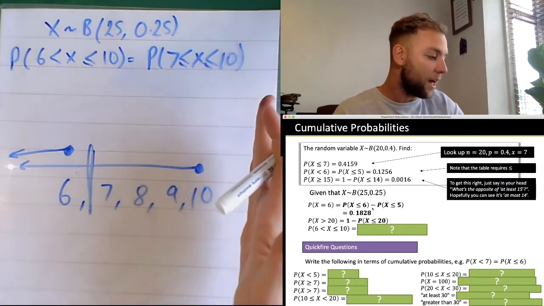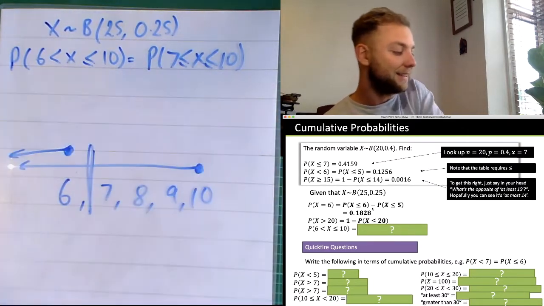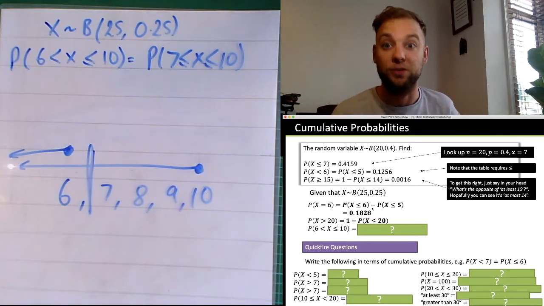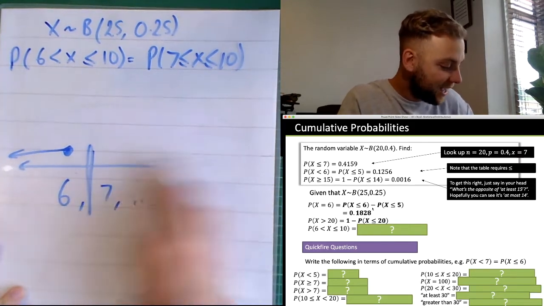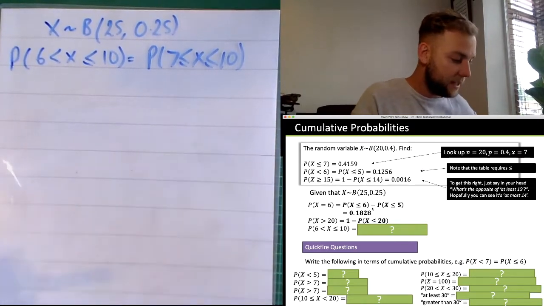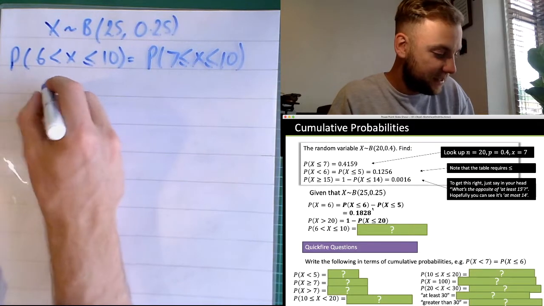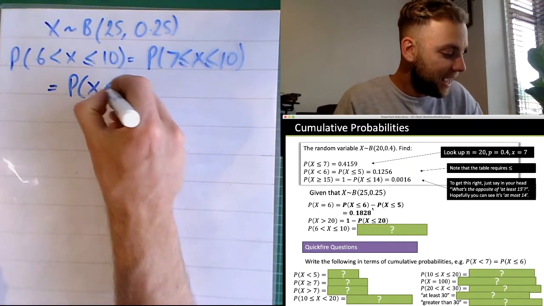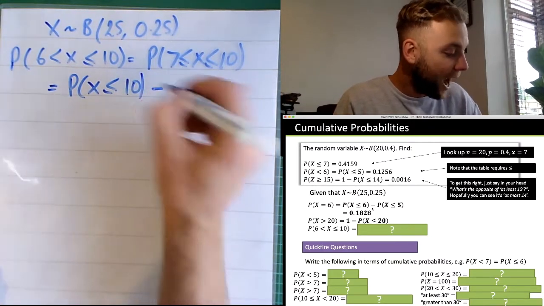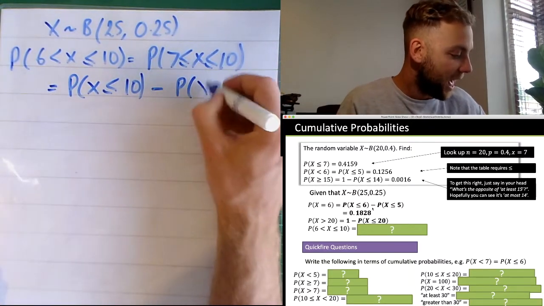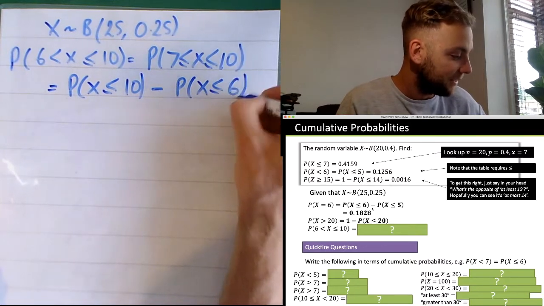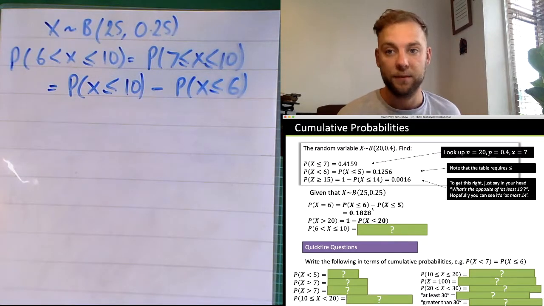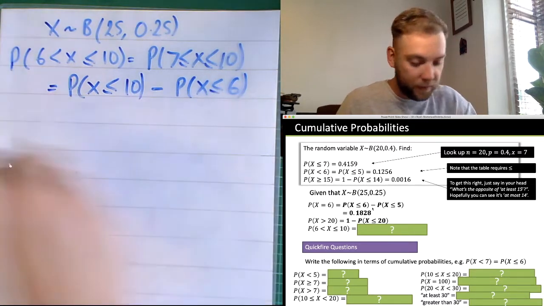So I've got the probability that x is less than or equal to 10, subtract the probability that x is less than or equal to 6. This is how we would work it out, okay? Not including the 7, because I want the 7 to be part of this, okay? So then I'd have to work both of these out.